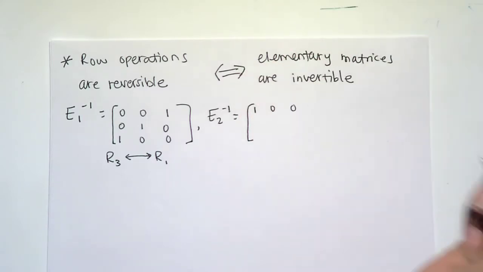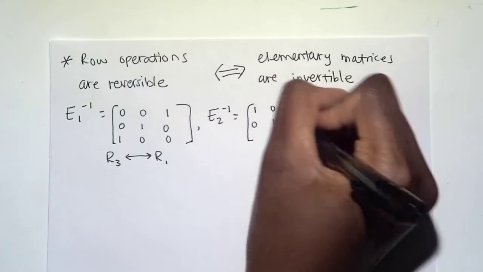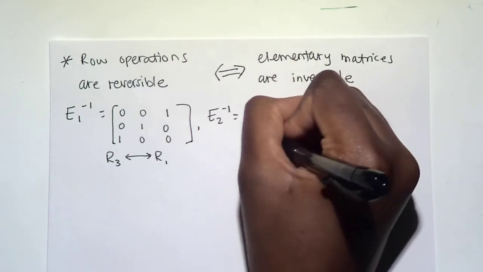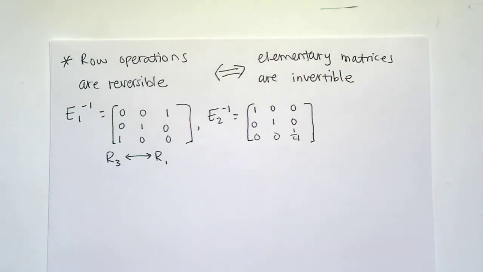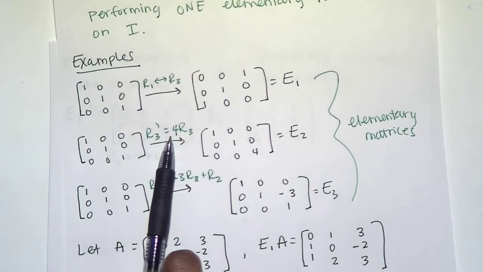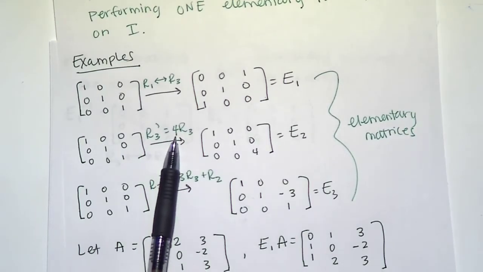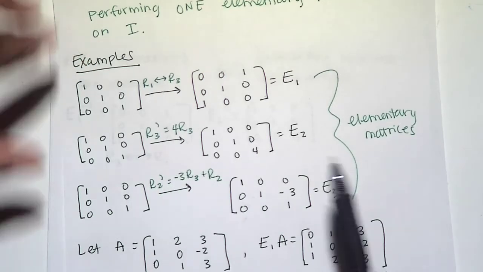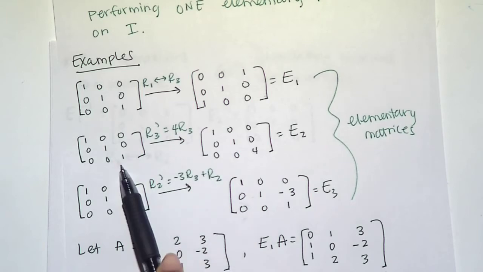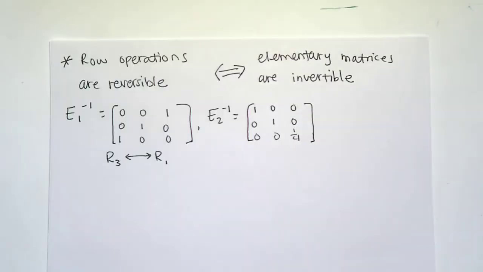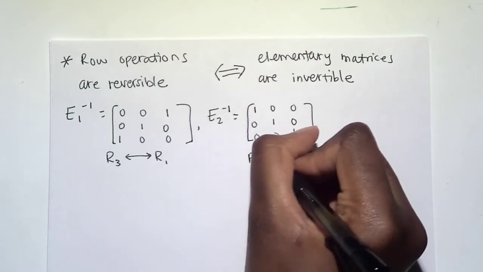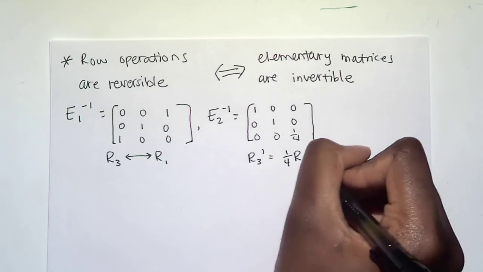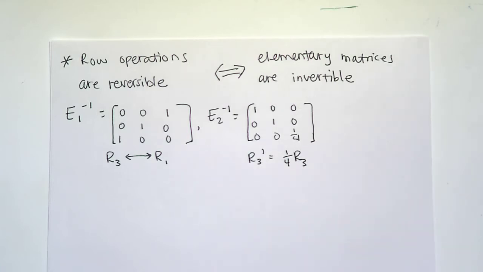1, 0, 0, 0, 1, 0, 0, 0, 1, 4. All right, so what did we do here? Elementary matrix number 2, we scaled by 4. Well, the inverse of that would be scaling by 1/4. So how do we get this 4 to be a 1 again? 1/4. So this operation is updating R3 by scaling by 1/4.